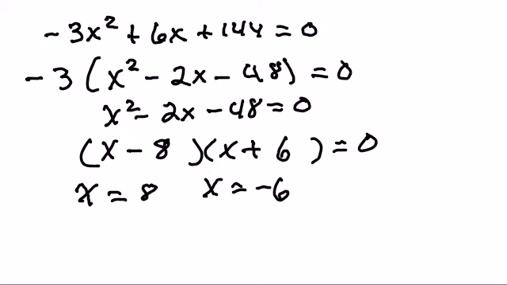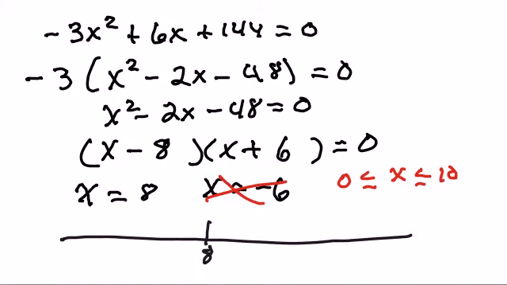Now I'm not really concerned with the negative 6 because that's not within my domain. Remember, our domain was between 0 and 10. So I'm not even going to use the negative 6. My critical value is just 8. So I need to check between 0 and 8, and 8 and 10. Again, that's the domain that we're looking at.